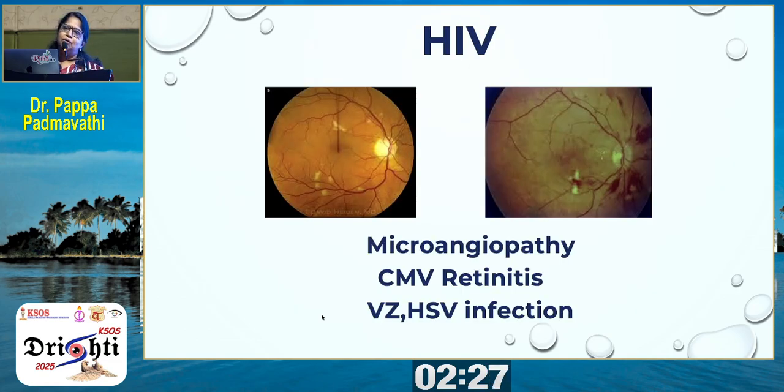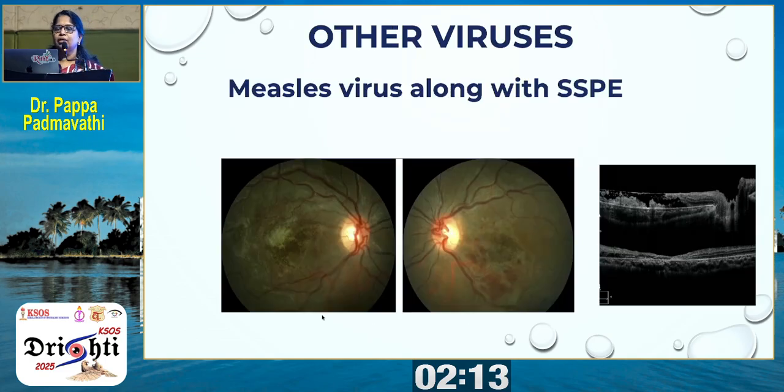HIV, again, it can cause microangiopathy, which presents as cotton wool spots and hemorrhages. It can be associated with CMV retinitis, and even the varicella zoster and HSV infection can be seen in HIV patients. Other viruses: in children with SSPE, that is subacute sclerosing panencephalitis, they may have retinal necrosis which affects the macular area. So the children will have defective vision. This may be the first sign of SSPE also.